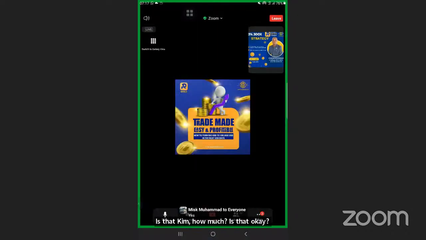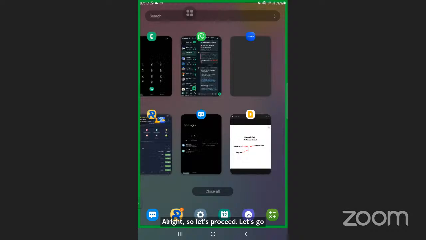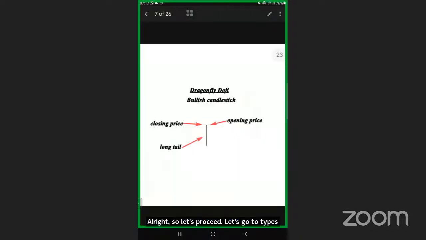All right, thank you so much. Let's proceed. Let's go to types of dojis. This is called a dragonfly doji pattern. First thing first.